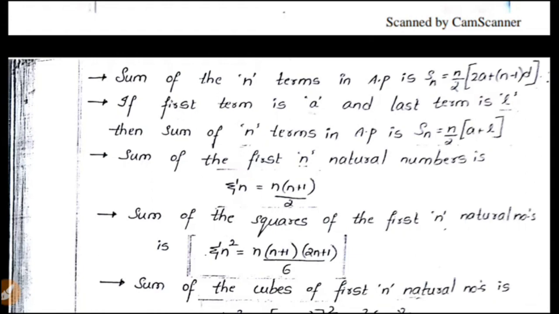Next, sum of the squares of the first n natural numbers means 1 square plus 2 square plus 3 square plus 4 square plus 5 square and so on. So, how many numbers they are giving? You can easily add by using this formula. That is sigma n square is equal to n into n plus 1 into 2n plus 1 by 6.